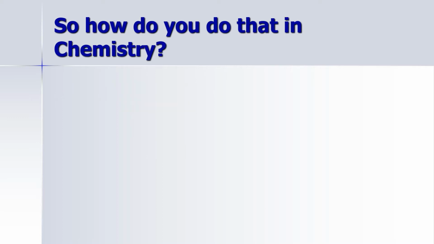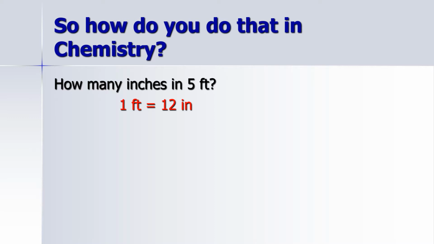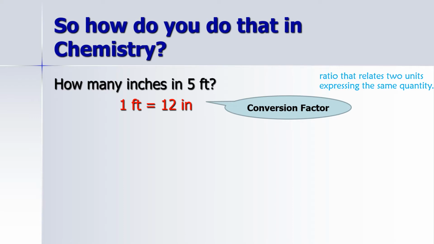Now, when we do this in chemistry, it's kind of similar, but there are just a couple of things that we add in there. Let's say I am asking you the same question: how many inches do we have in 5 feet? You will still try to figure out that 1 foot has 12 inches, and this is going to be our conversion factor. A conversion factor is basically a ratio that relates two different units that express the same quantity. For example, feet and inches both represent length, but this conversion factor relates them by telling us that 1 foot has 12 inches.